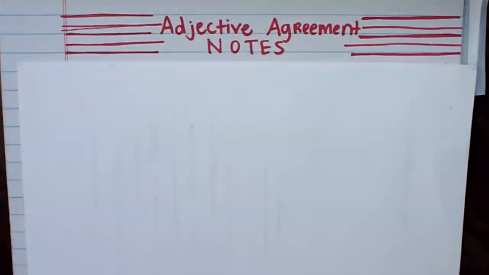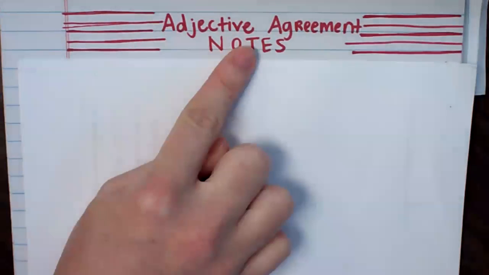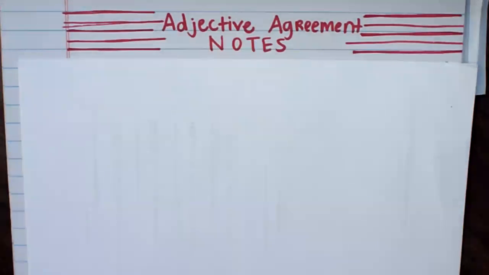Hello. So today, the second part of our notes, we're going to be focusing on adjective agreement notes. So if you want to be on top of your game, you should probably follow along with these notes and take some on your own. If it's important enough for me to write it down and to show it to you, it is important enough for you to write it down and to pay attention to it.